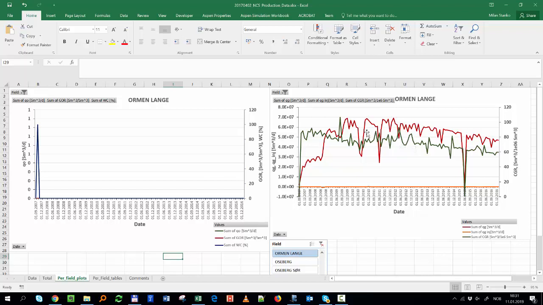But the thing is the trend. Maybe you can recognize here, how is this field producing? Ormen Lange, a huge gas field. What production mode would you assign to it? Decline or plateau? Plateau. Why?